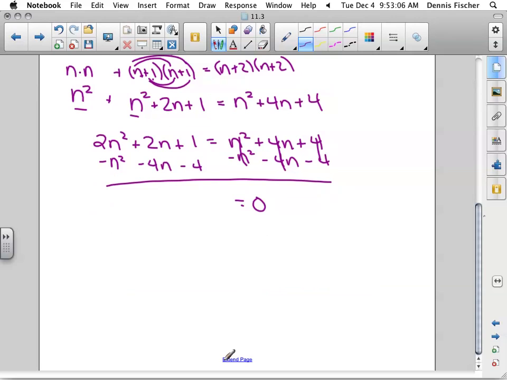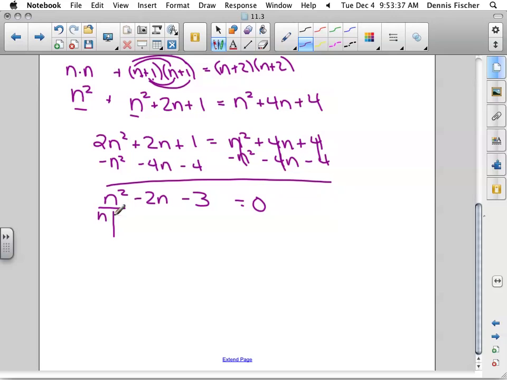Now on this side, 2n squared minus n squared is n squared. 2n minus 4n is negative 2n. 1 minus 4 is minus 3. And now I have it equal to 0. How can I solve an equation once it's equal to 0? You can tee it up: quadratic formula, complete the square, which I hope you don't use. But I would probably tee this one up. This one tees up very nicely.